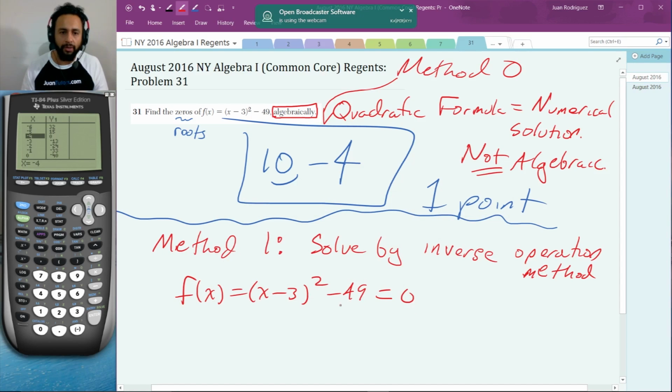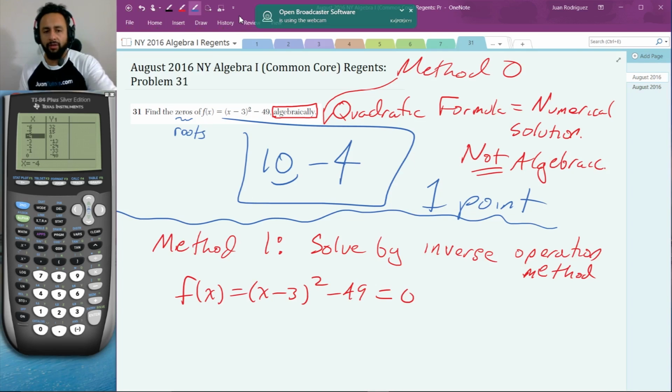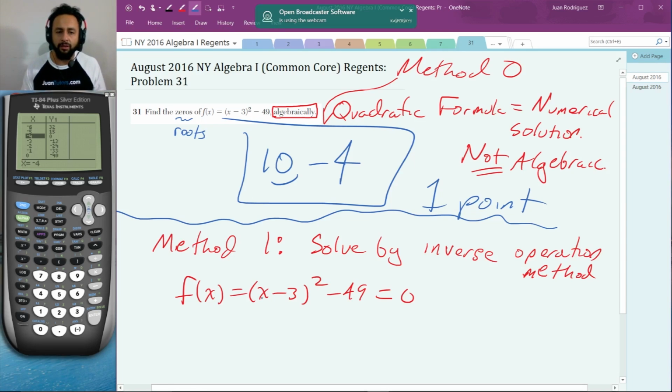So this is what we need to do. We need to solve this equation algebraically. We notice that x only appears once, so we can use the inverse operation method. We invert all the operations one at a time. The first operation that's performed on x is a subtraction of 3, then the squaring operation, then a subtraction of 49. That's the last operation done. That's the first operation we undo, plus 49 with the inverse operation.